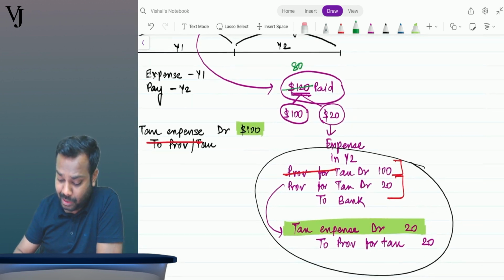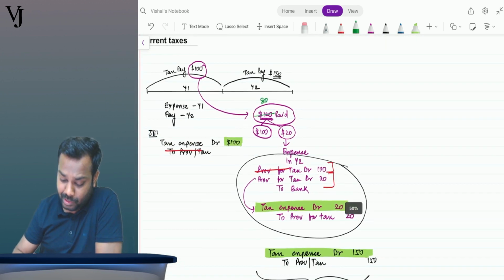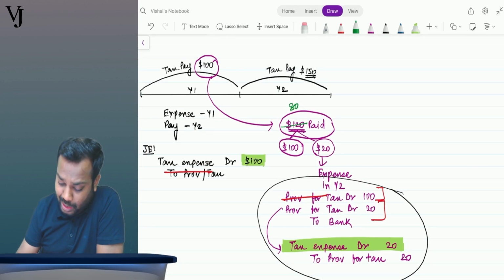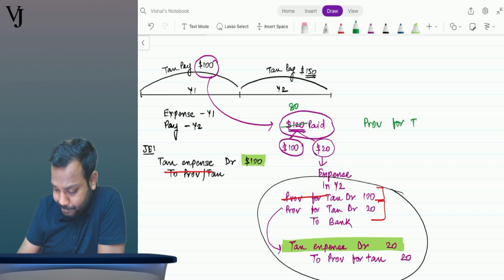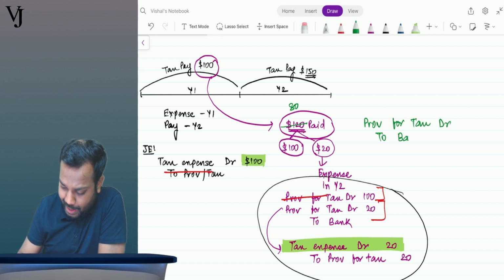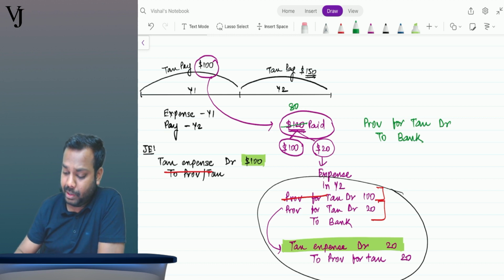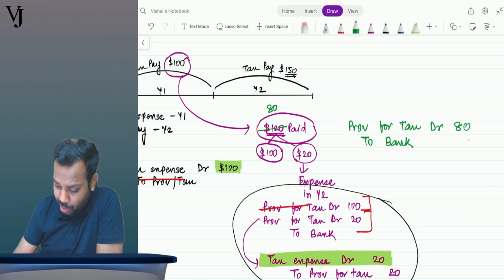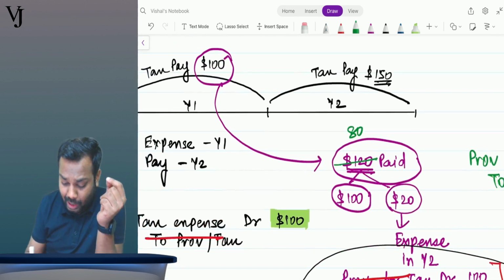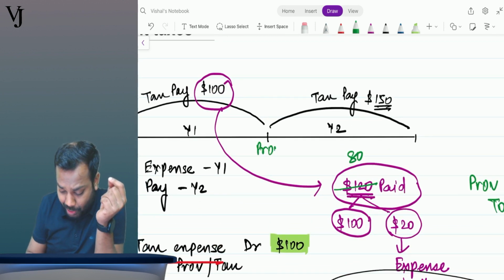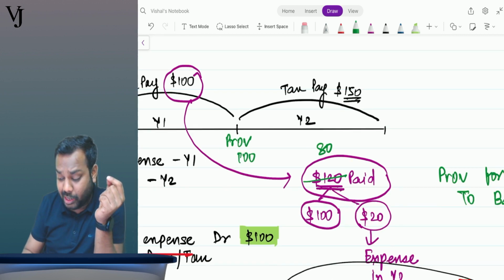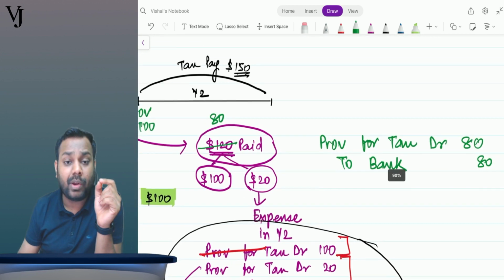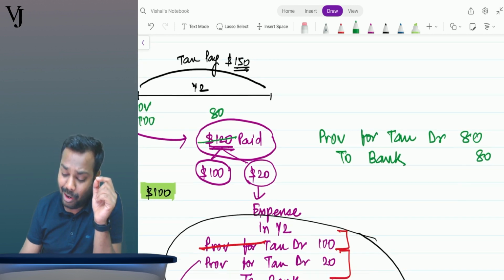Now understand the journal entry of this part. When we pay 80, the journal entry I will pass is: provision for tax account debit to bank. The amount will be 80. And in opening, what is the amount of provision? 100. Against which you paid only 80. Now tell me, what does that mean?